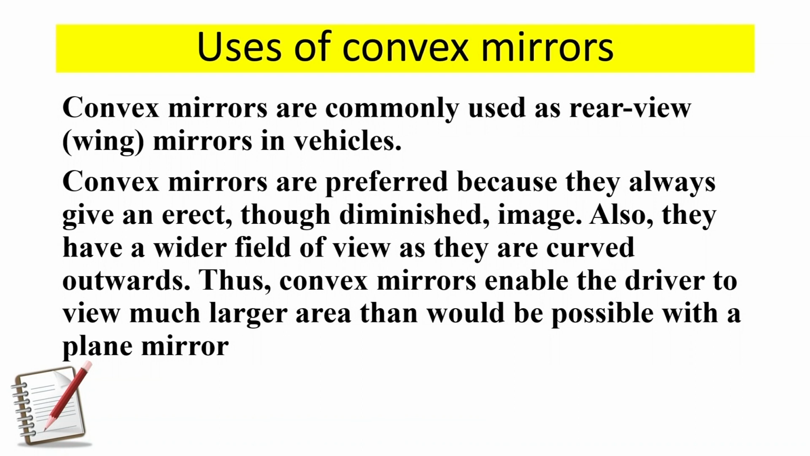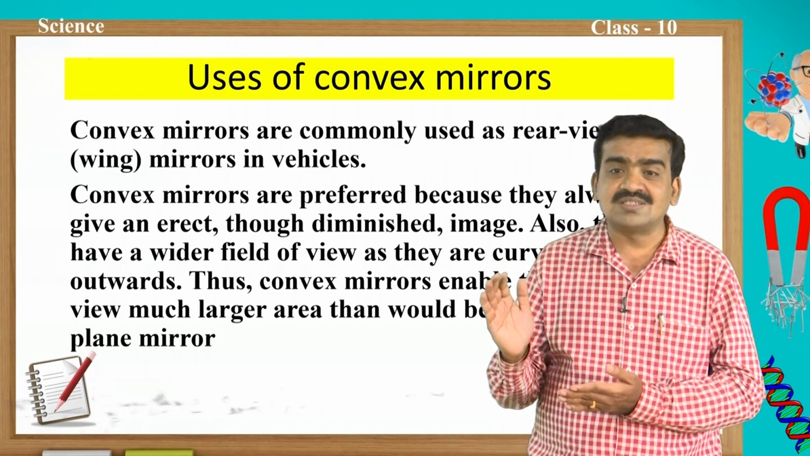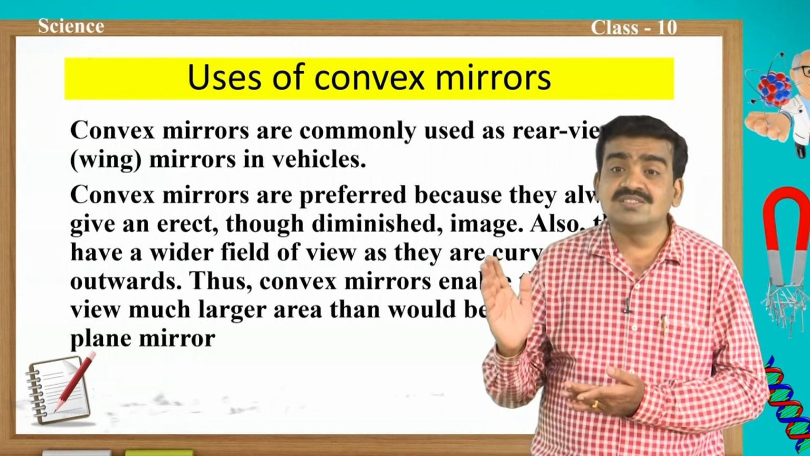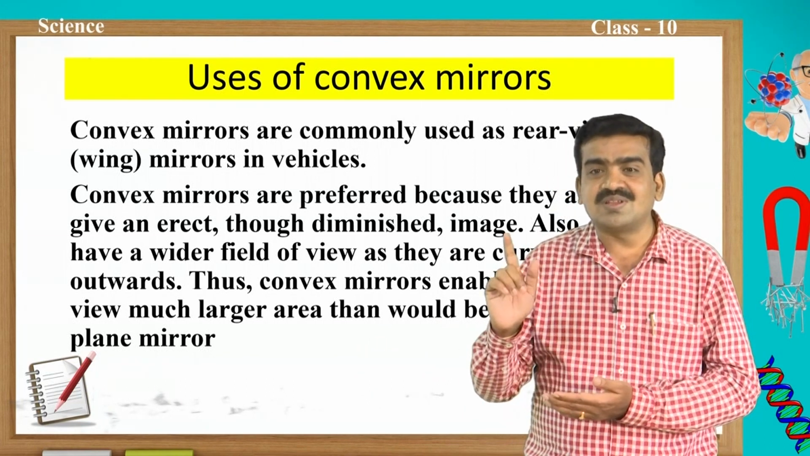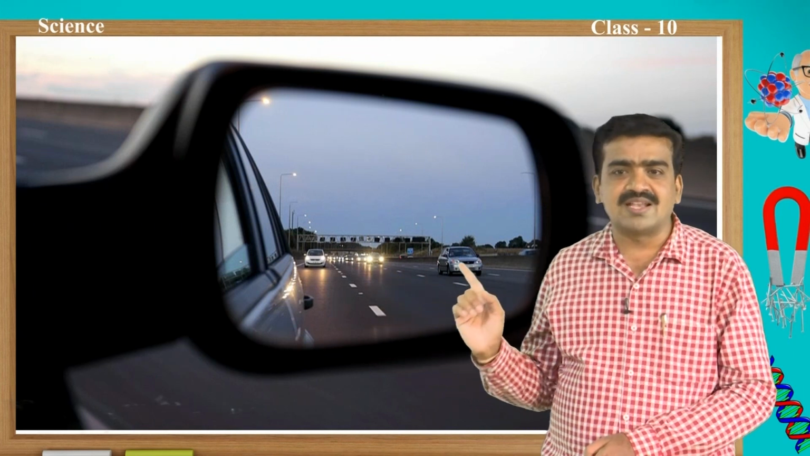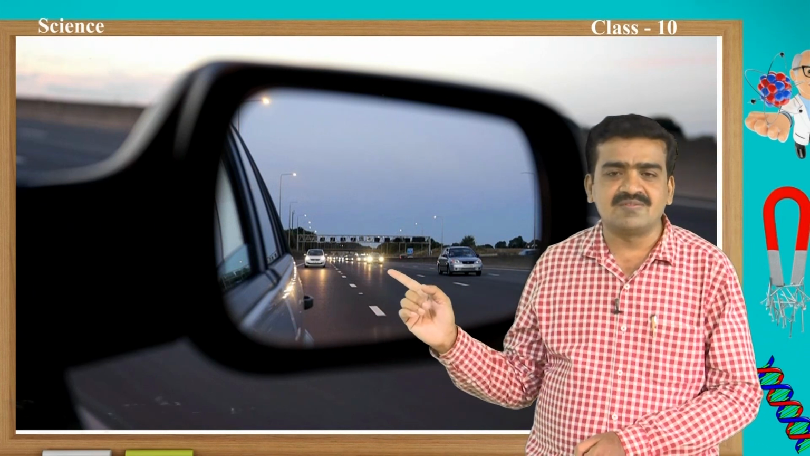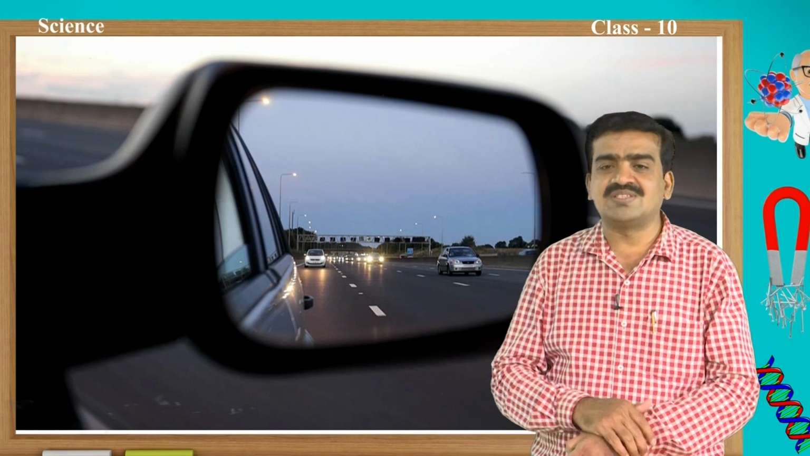Thus, convex mirrors enable the driver to view a much larger area than would be possible with a plane mirror. When compared to a plane mirror, the convex mirror covers a larger field. That is why convex mirrors are used as rear view mirrors. See here, almost the maximum area is covered by the convex mirror, so it is very easy for the driver to see the vehicles coming behind him like this.